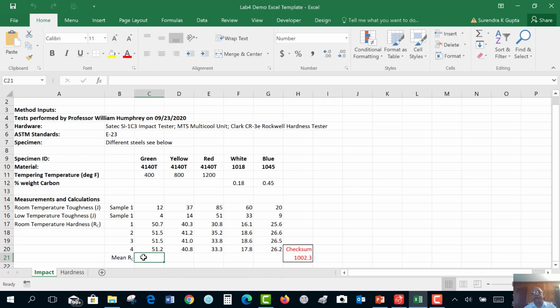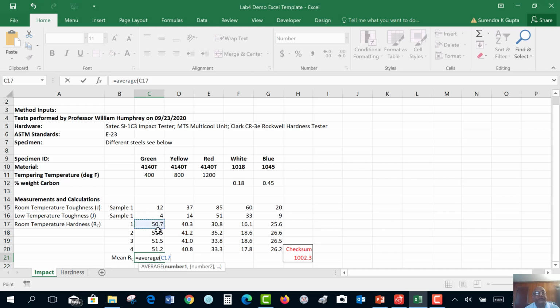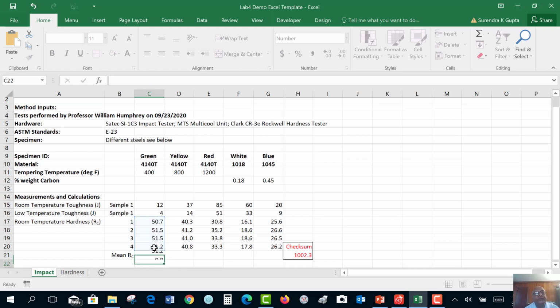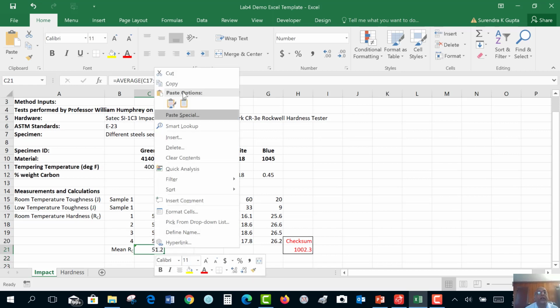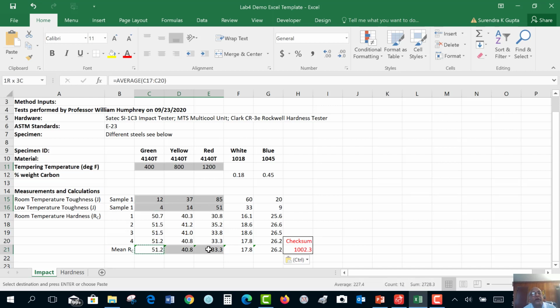All right, so our processing is very simple. We are just going to take the average of these 4 hardness values. And then we are going to take this formula, copy, and paste formula only to the next 4 cells. That's all the processing we are going to do. Now we need to create some plots. We are going to create 2 plots. We want to plot against this tempering temperature our room temperature toughness, our low temperature toughness, and our Rockwell C hardness.